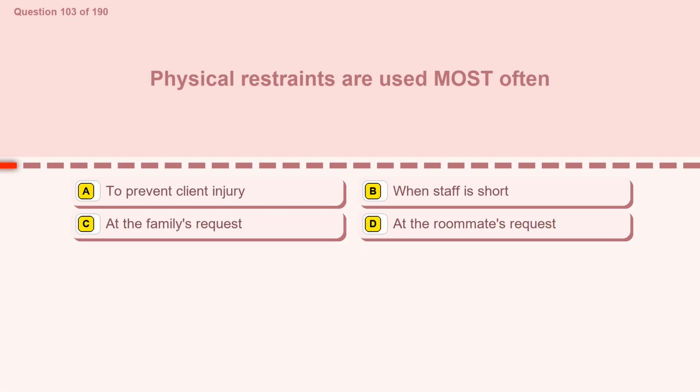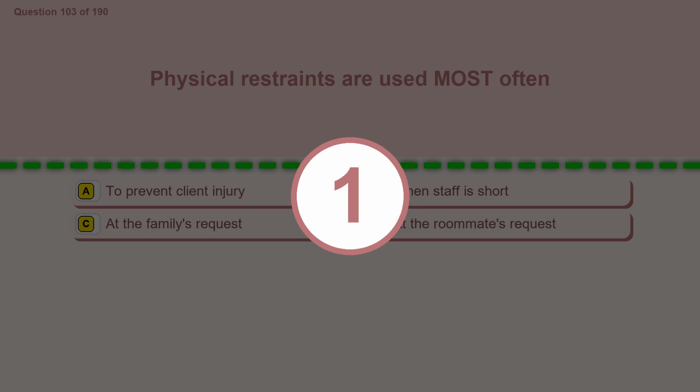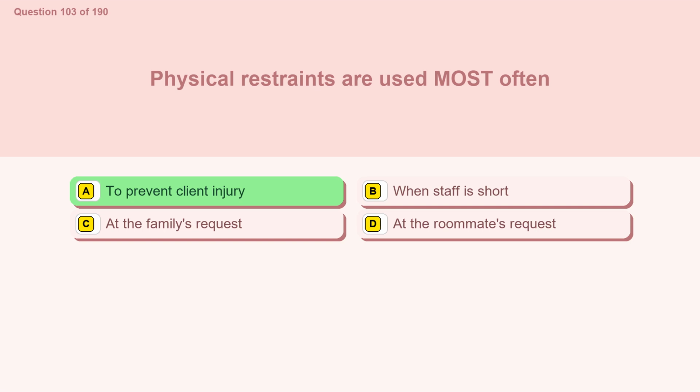Question 103. Physical restraints are used most often: Option A, to prevent client injury. Option B, when staff is short. Option C, at the family's request. Option D, at the roommate's request. The correct answer is option A, to prevent client injury.